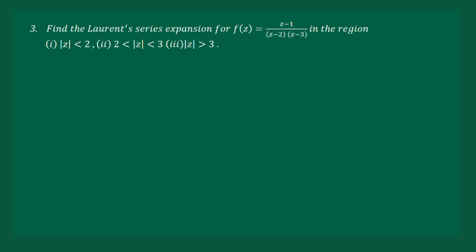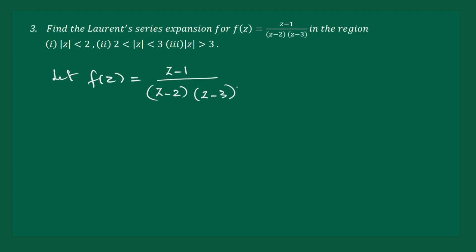See the third question. Find the Laurent series expansion for f of z is equal to z minus 1 by z minus 2 into z minus 3 in the regions given. Here three different regions are given: modulus of z less than 2, 2 less than modulus of z less than 3, and modulus of z greater than 3. So again, let us consider f of z is equal to z minus 1 divided by z minus 2 into z minus 3.